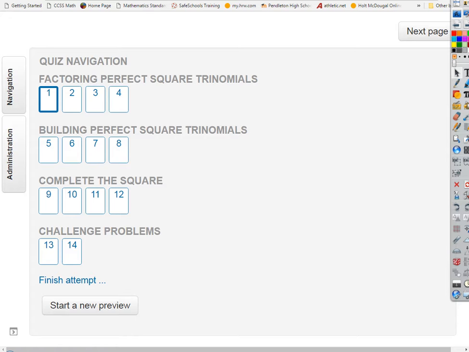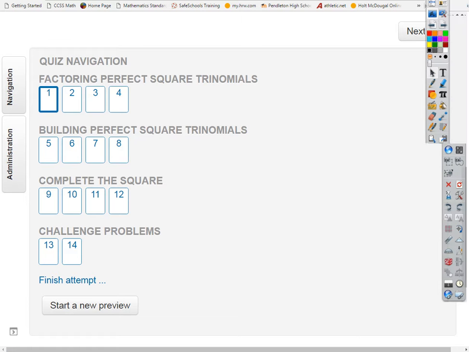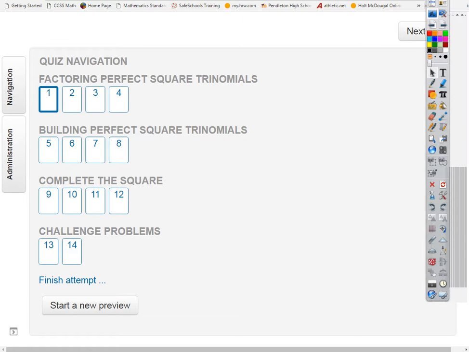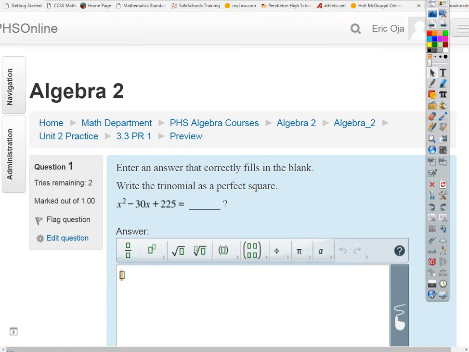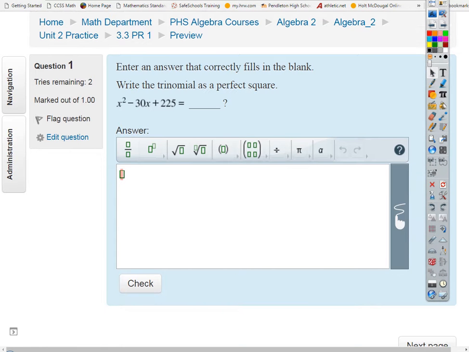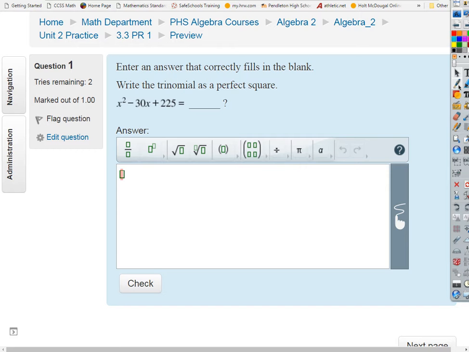Okay, so I want to take a look at the 3.3 practice 1 and do some video solutions for this. Okay, this is a pretty quick assignment. A lot of this stuff goes pretty fast. So this first part, all they want you to do is write this perfect square trinomial as a perfect square. It's already been set up to be a perfect square trinomial.